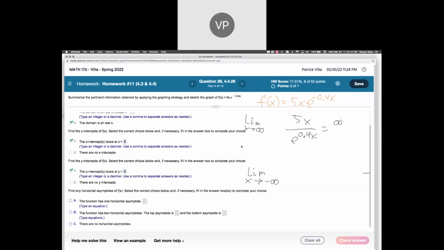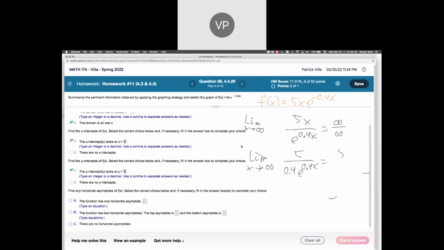I get infinity over infinity, so that's going to tell me something weird is happening there. That's one of our indeterminate forms. So what I need to find out is, let's do a little L'Hopital's rule on this one, just to see what exactly is happening as we go far out to the right. So I keep the original limit going to infinity, and I'm going to find the derivative of the top and the bottom. Well, that's a 5, and that's a 0.4 e to the 0.4x.